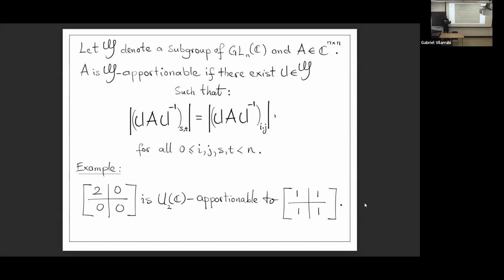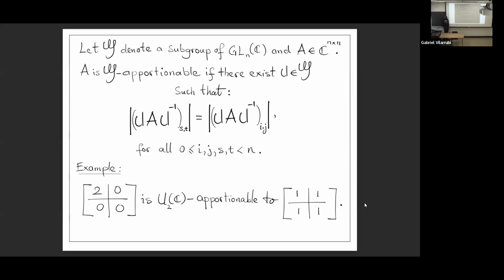And for most of the results, we're going to prove them over unitary groups. So unitary apportionment is where we prove most of the results. But we're interested in the general linear group apportionment. So in that case, at least we know what the maximum absolute value will be.